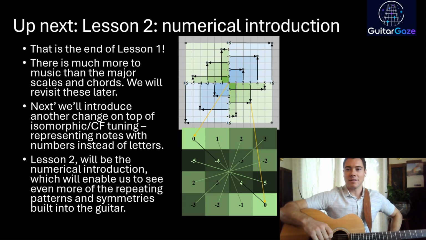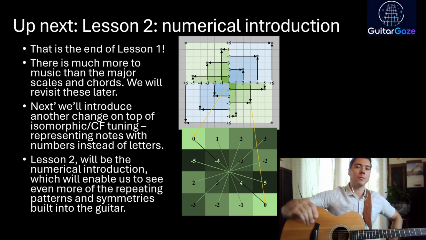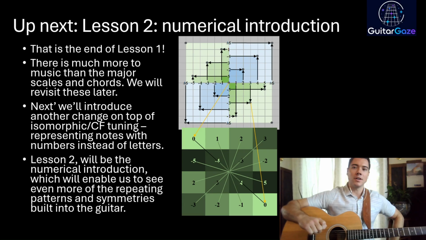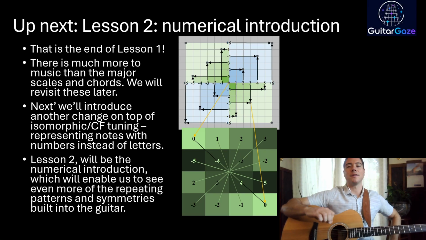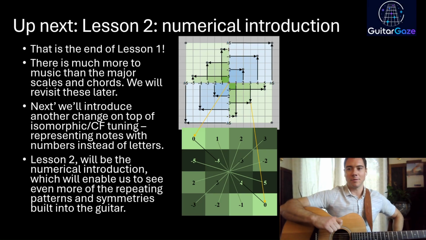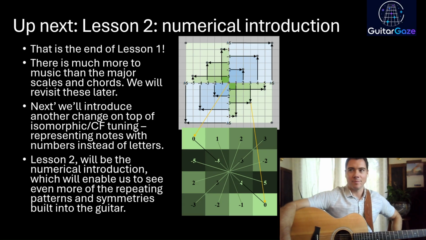And up next in lesson 2, we're going to introduce the other change on top of the isomorphic CF tuning change we made in this lesson. And that change is going to be representing notes with numbers instead of letters. So lesson 2 will be the numerical introduction, where we express the root note as 0 and all notes as either positive or negative based on their interval relative to the root note. And this will allow us to see even more repeating patterns and symmetries that are built into the guitar, which you can see in the images here.